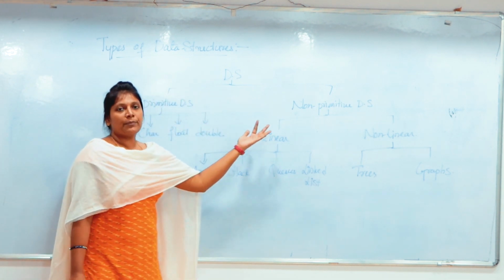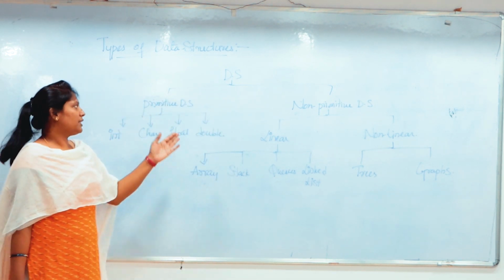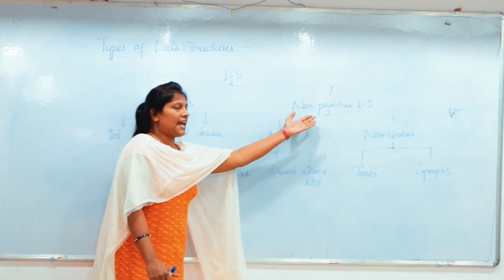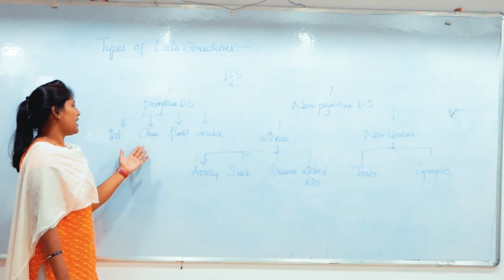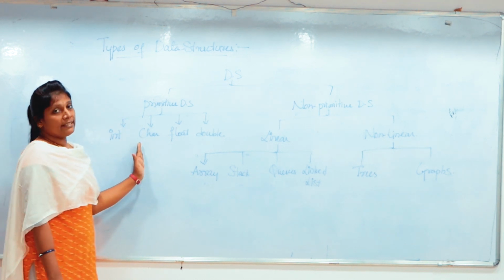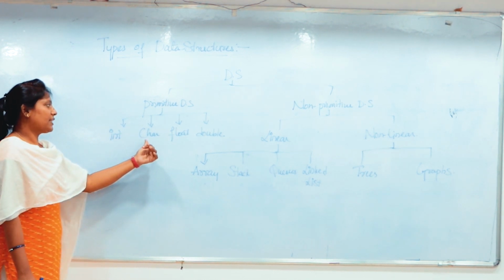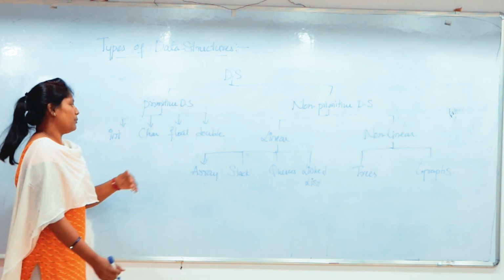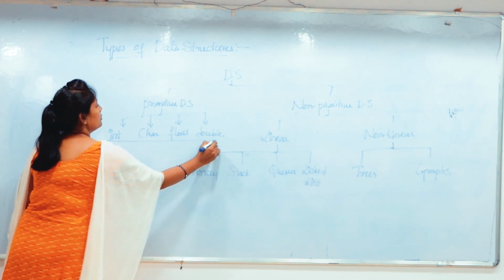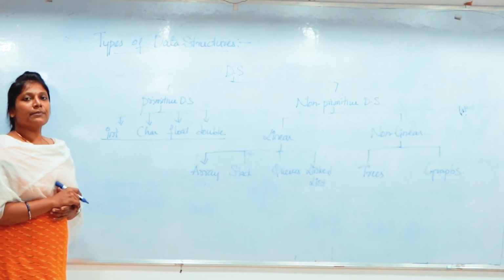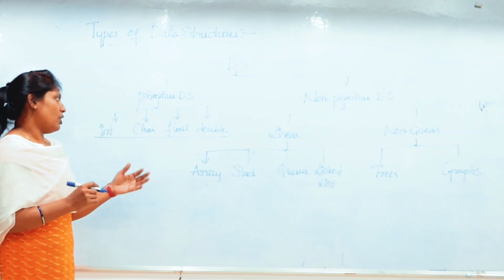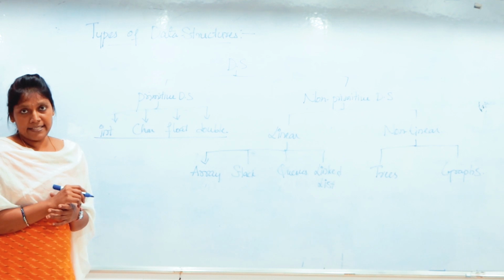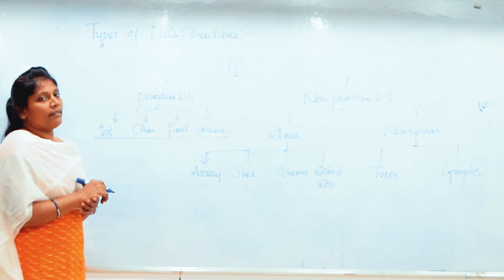Data structures are basically divided into two types: primitive data structures and non-primitive data structures. Coming to the primitive, or built-in, data structures, we have integer, character, float, and double. These four primitive data types are built-in data types, predefined library functions or data types that are built into our compiler or our program.